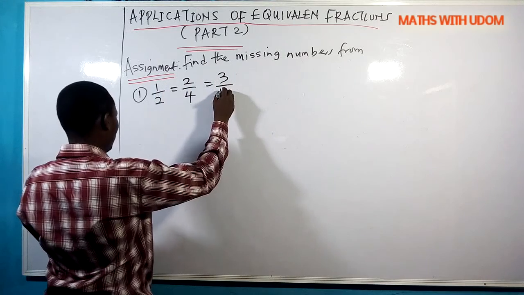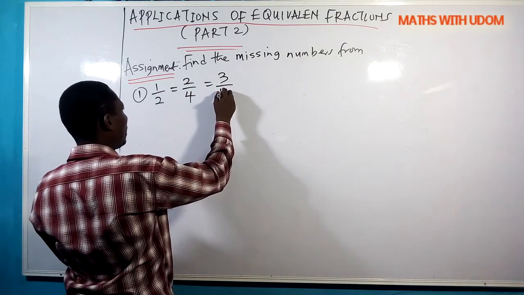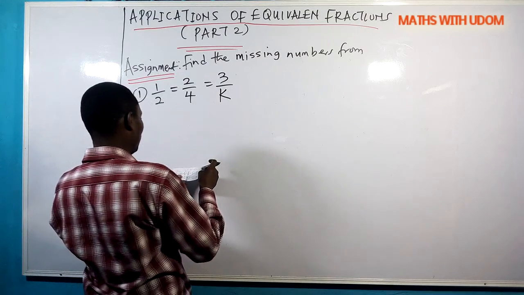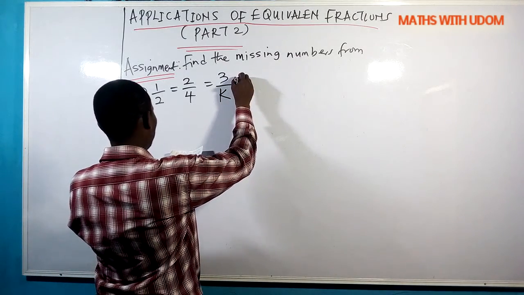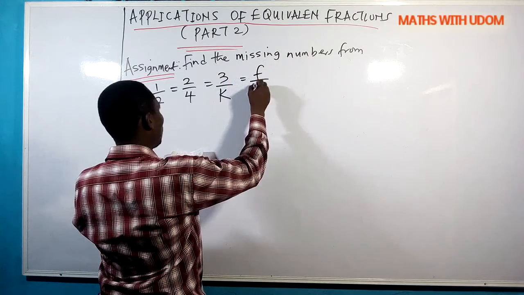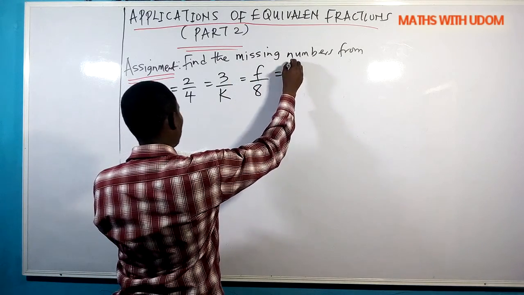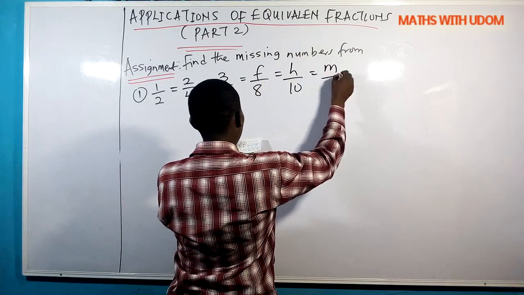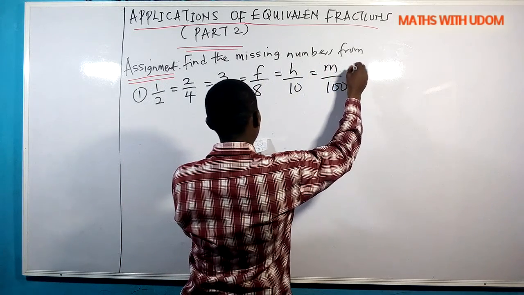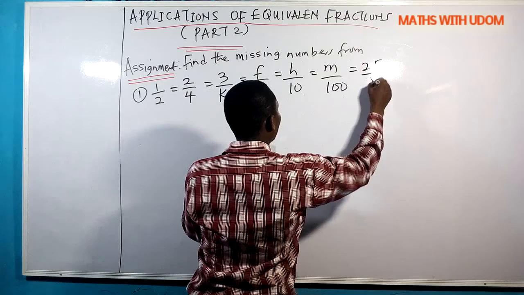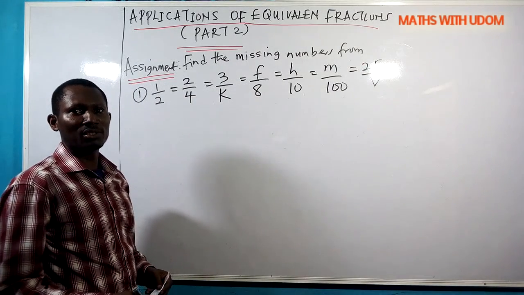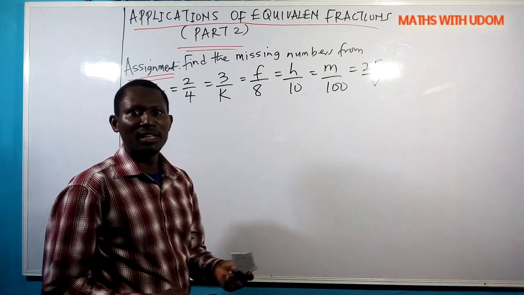3 over, let me put alphabet for you directly. For the first one, F over 8, H over 10, M over 100, 25 over B. I've helped you to put the value of the unknowns in those ones.